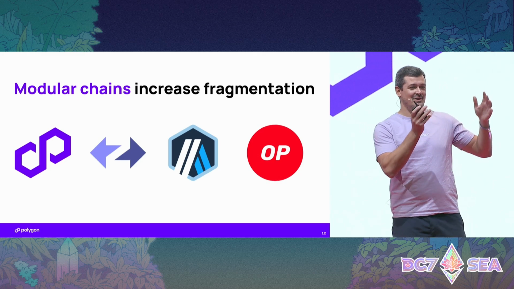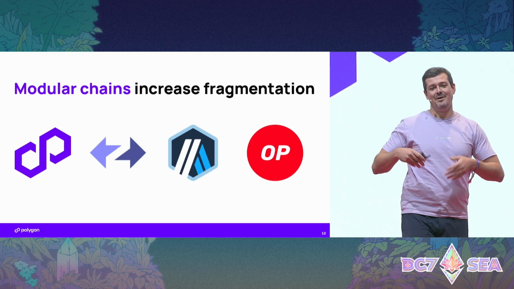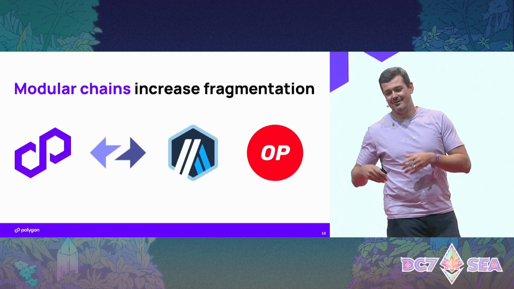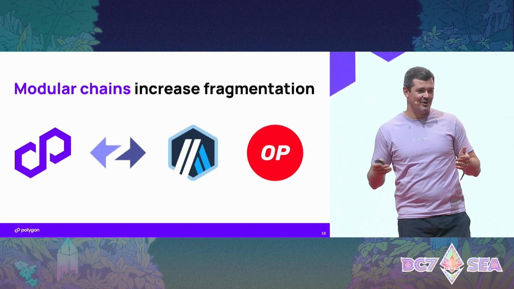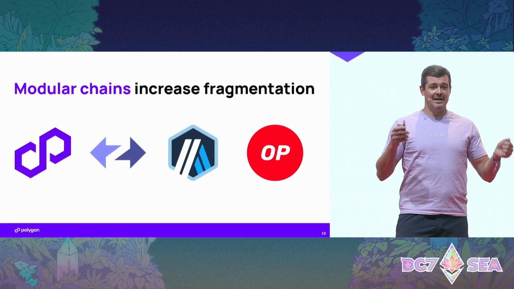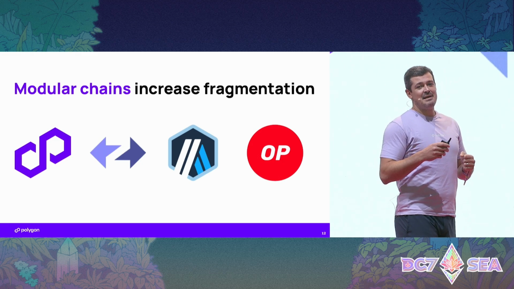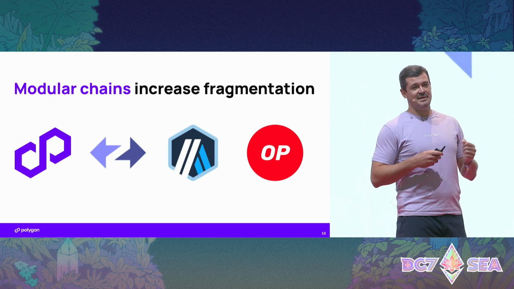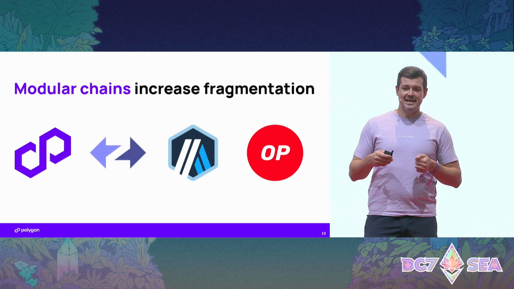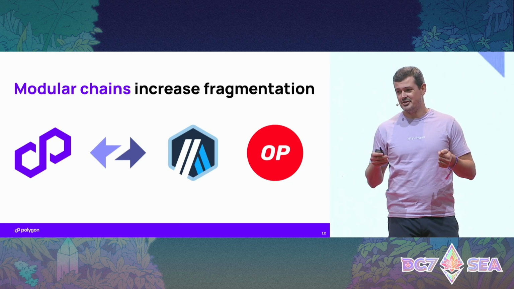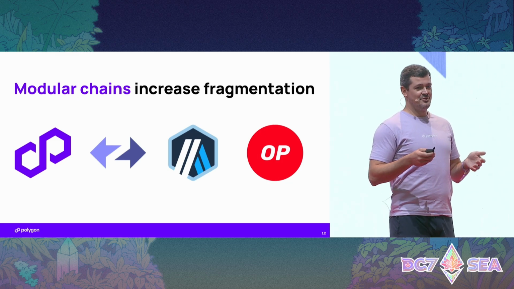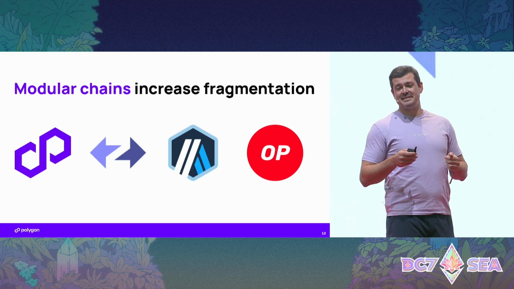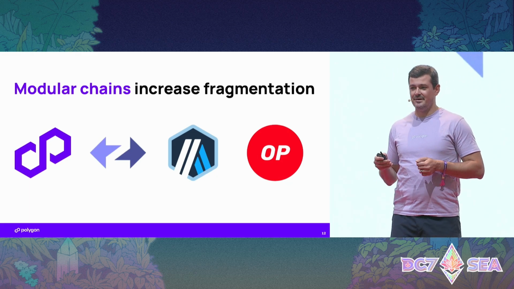You've got Polygon zkVM, Polygon POS, zkSync Era, Arbitrum One, Optimism Mainnet. You could keep going on and on. And great, this is nice. Being able to choose how you want to spin up a chain is great. It actually solves the scalability issue, right? Because now when you need more block space, what do you do? You spin up a new chain.